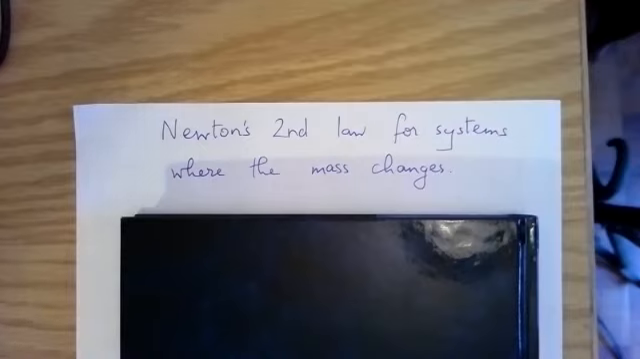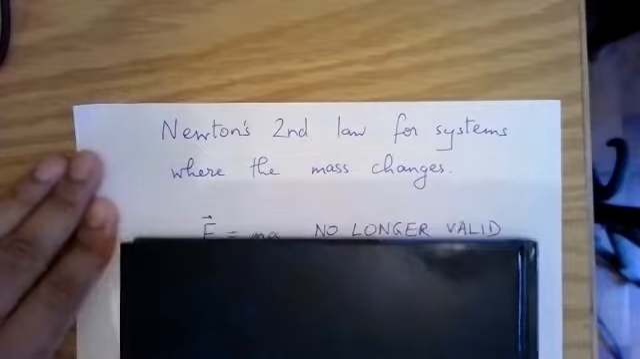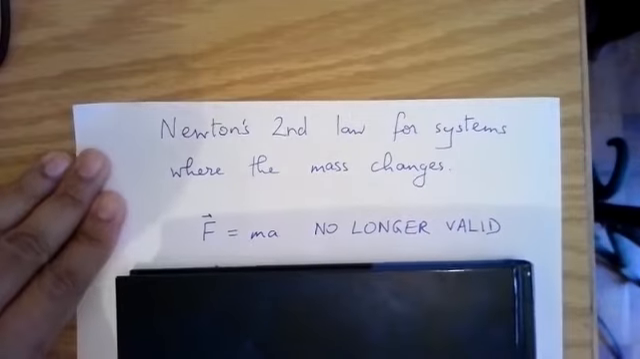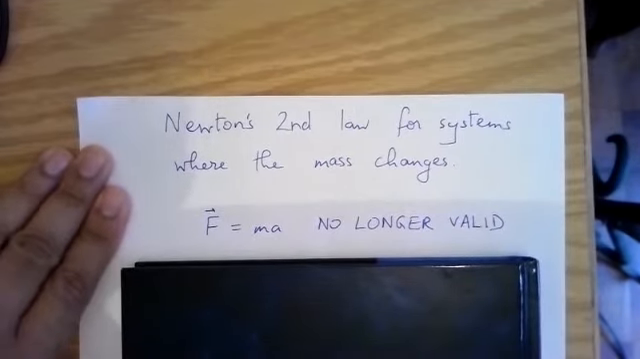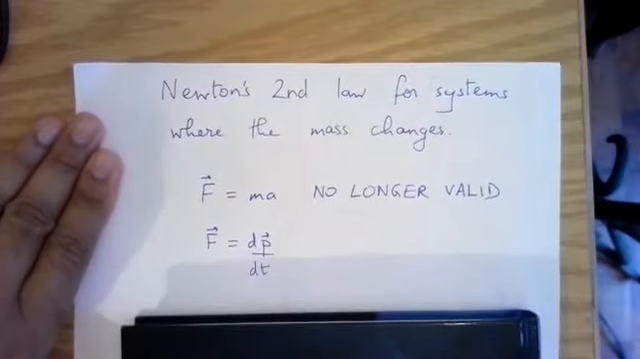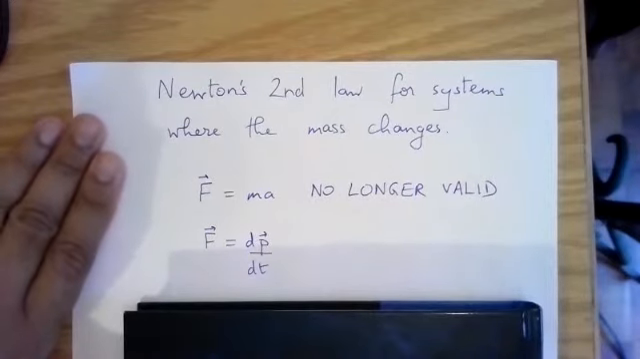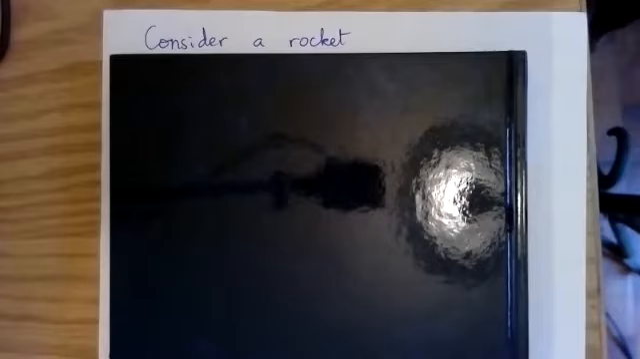In this video, we will consider how to apply Newton's second law to the case of systems where the mass of the system changes. In such cases, F equals ma is no longer valid, and we will instead go to the original form of F is equal to the rate of change of momentum, p. For our first case, we will consider the classic scenario of a rocket.